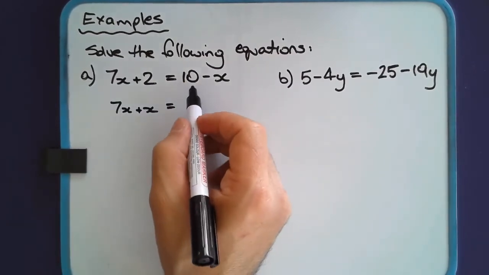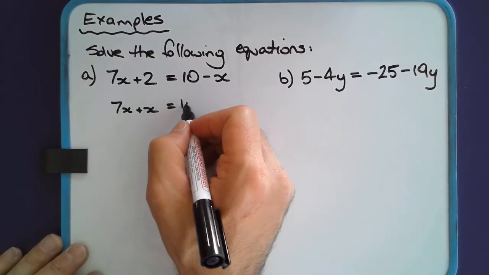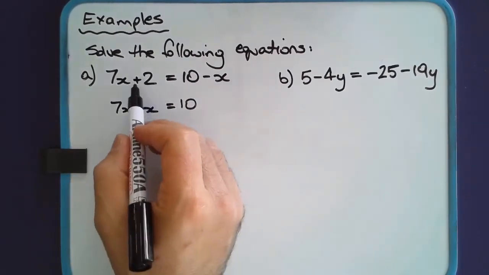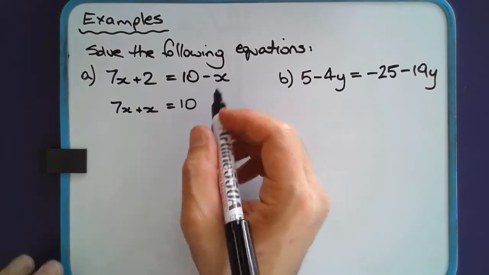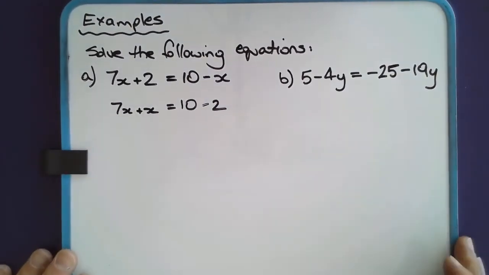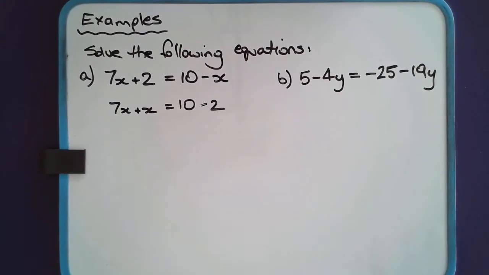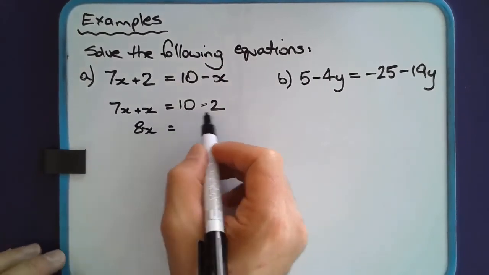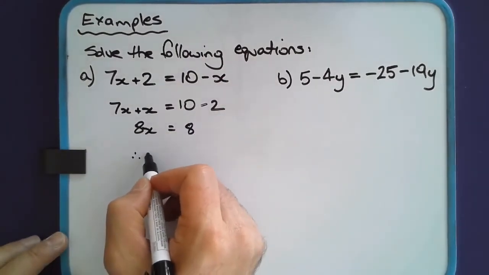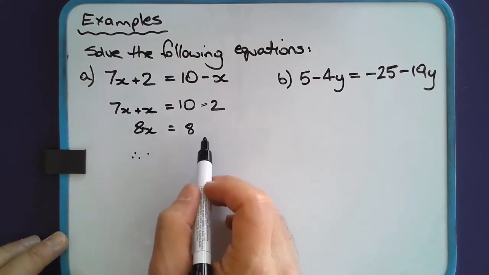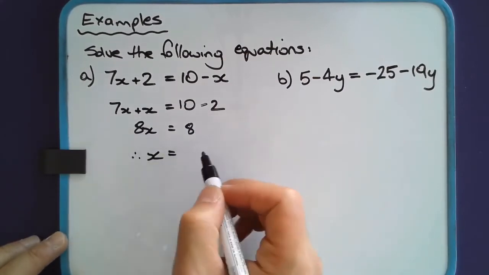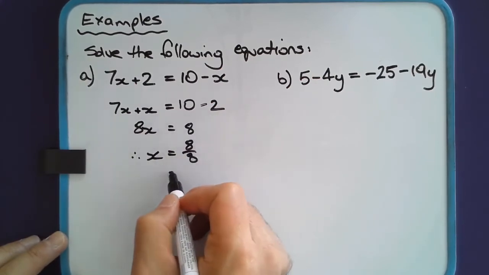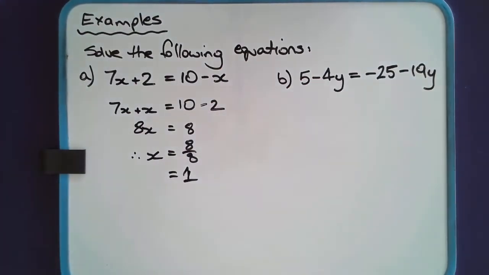The 10 is already on the correct side. It's already on the right-hand side. So the 10 can stay where it is. The positive 2 on the left becomes negative 2 on the right. A good way to think of it actually: left, right, so everything's opposite. So when you move something from one side to the other, it just becomes the opposite of what it was. So 7x plus x is 8x. 10 minus 2 is 8. Therefore, now we can divide, we can move the 8 over, so x is equal to 8 over 8, which is just 1.